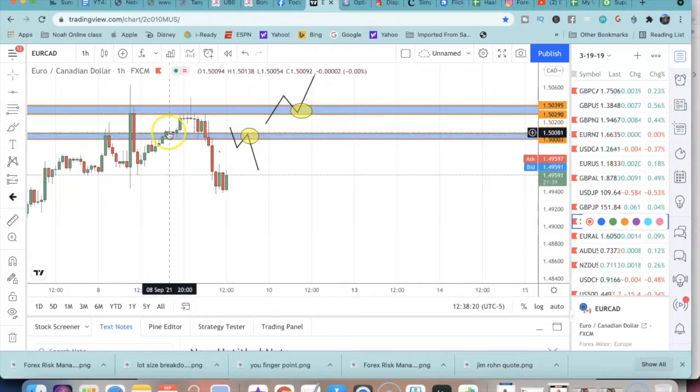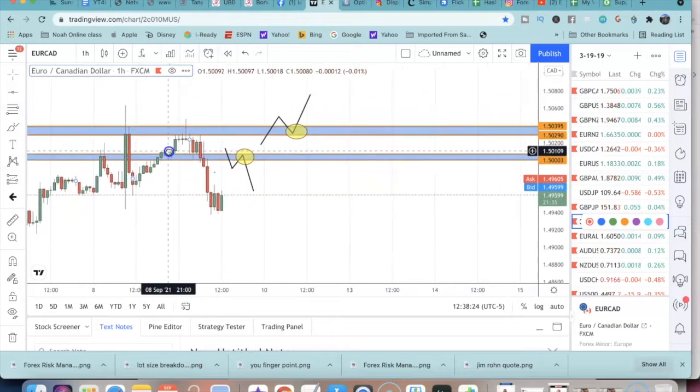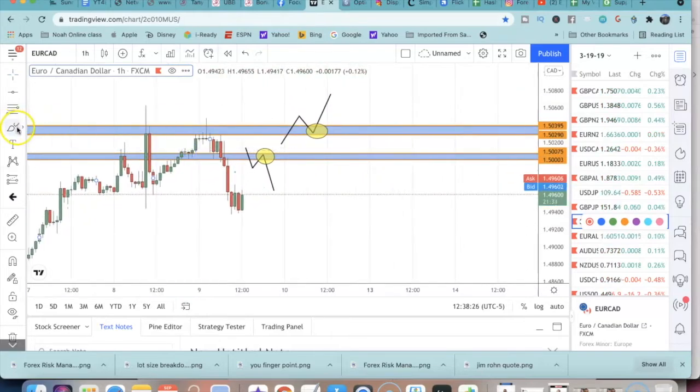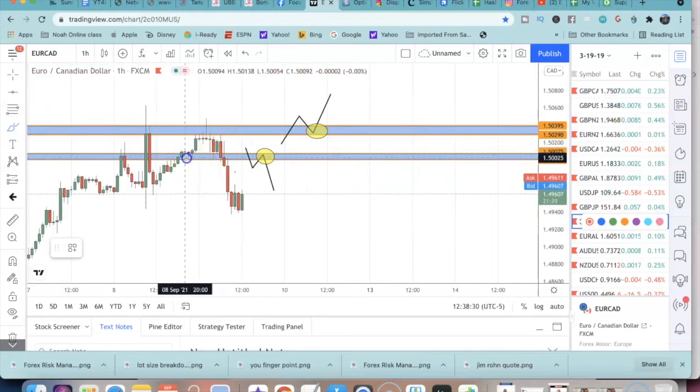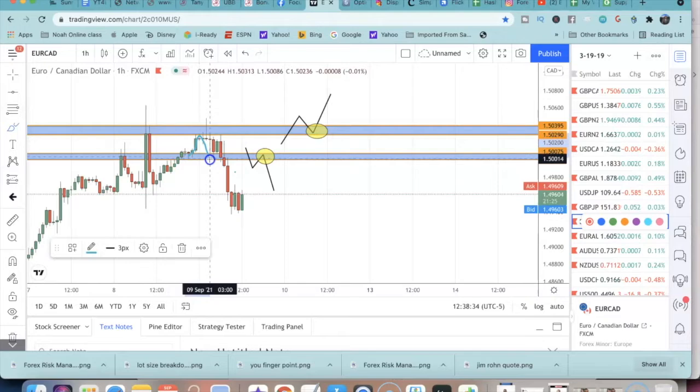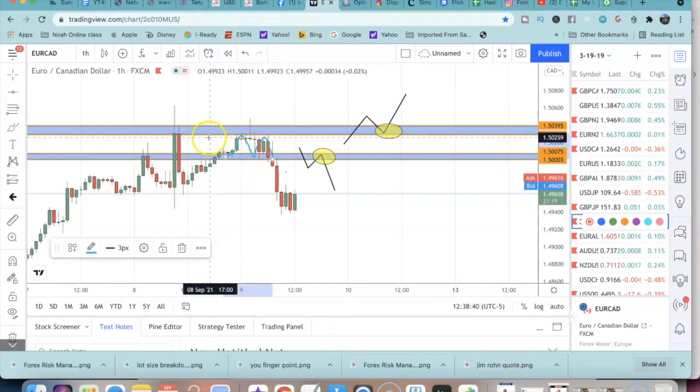So support started here, okay? So it went down, oh, wrong one. But I selected that. I would go to brush. So it went here, it bounced here, went up, came down, went up, came down, okay? So that's what it looks like. And then after that, that's market structure. That's resistance, that's support. That's the ceiling, that's the floor.